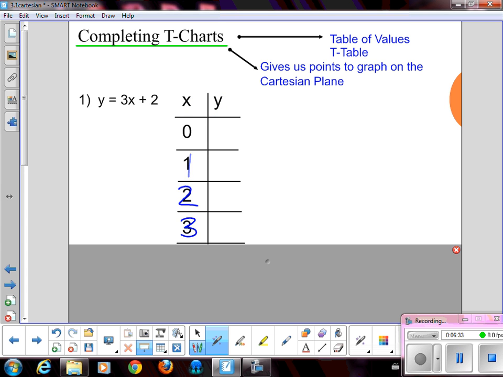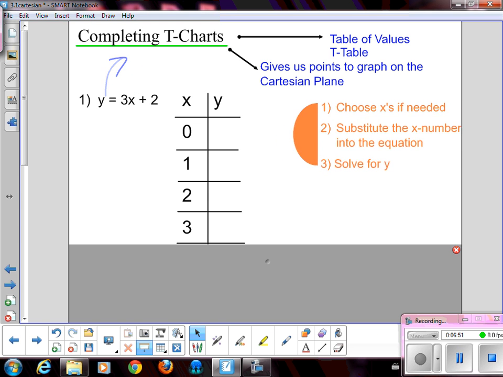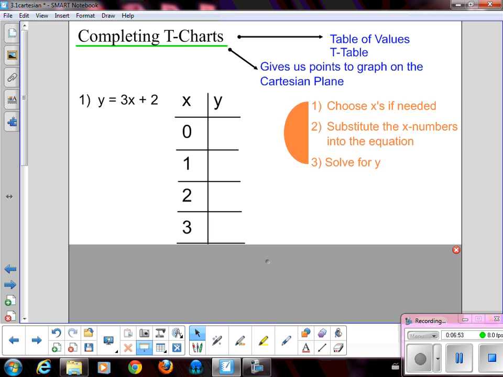And obviously I'm going to choose different ones. And I have an equation. So this equation, I'm going to put in numbers for X, calculate it, and out will come my value for Y. So the steps involved here are: choose X's if needed. In this case, it's not needed. Then substitute the X numbers into the equation and solve for Y.